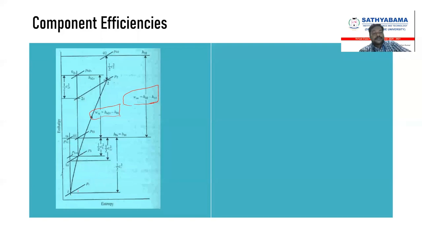So this i, 1, 2 represents two stages. When we talk about the first stage alone, that is from i to 1, this first stage is called the diffuser component. And this second stage component from 1 to 2, what is this? This is your compressor stage.